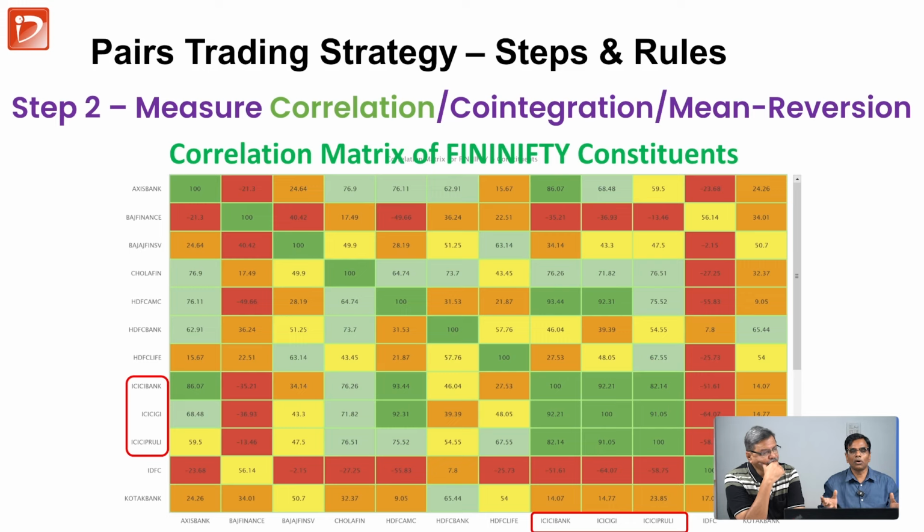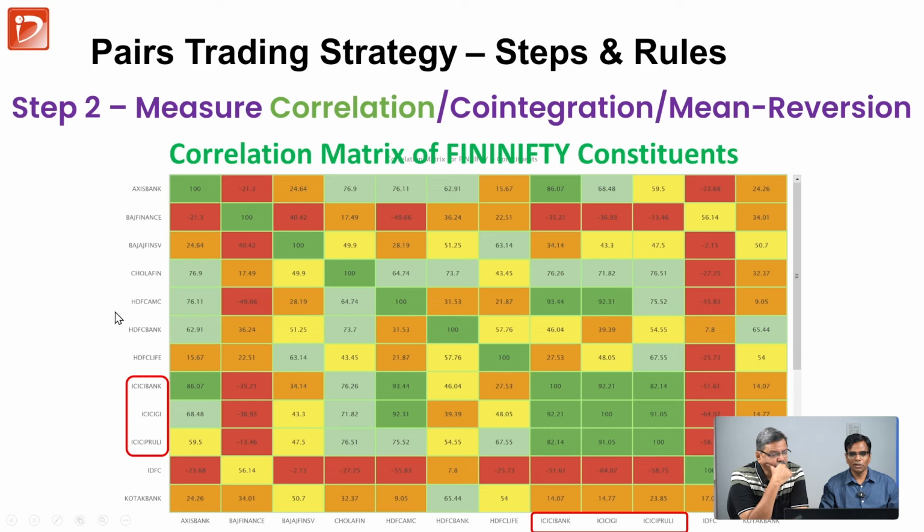Now, let's say I want to choose a universe and I want to check the correlation between all those constituents. For example, here we are going to check the Fin Nifty constituents, all the stocks and the relationship between each other. Let's say you have 10 stocks, 10 versus 10. What is their relationship?